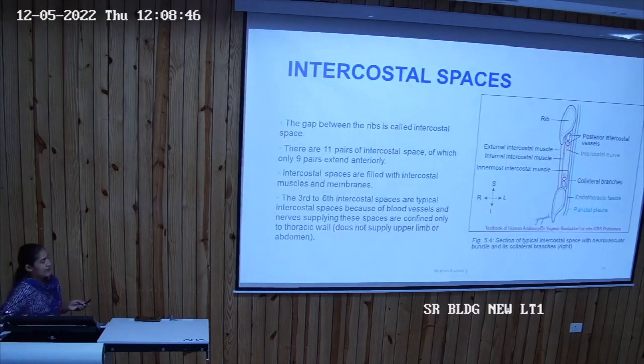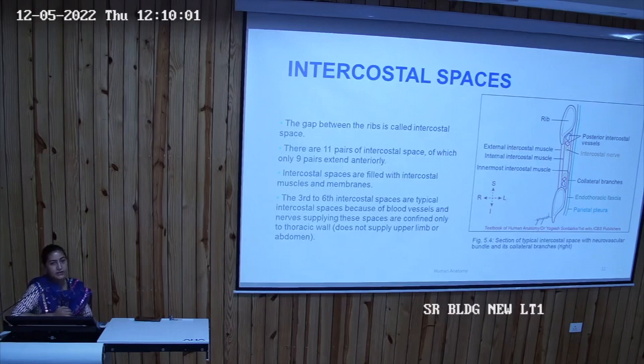Now the intercostal spaces, the gap between the ribs, is called the intercostal space. How many intercostal spaces will be there? 11 intercostal spaces will be there. Only 9 pairs will be extending anteriorly. Do you understand? Only 9 pairs extend anteriorly. Any confusion in this line? Why 9 pairs only? You only have 9 pairs that are extending anteriorly because the floating ribs, 10 onwards, do not connect anteriorly.